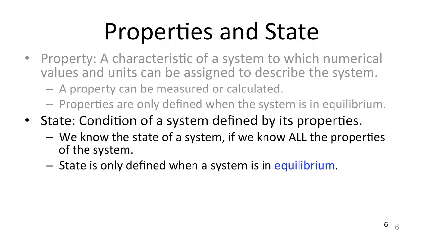A state is basically a set of properties that define a condition of a system. In other words, if we know the state of a system, we should know all the properties of the system. And like properties are only defined when the system is in equilibrium, a system only has a well-defined state if and only if the system is in equilibrium.